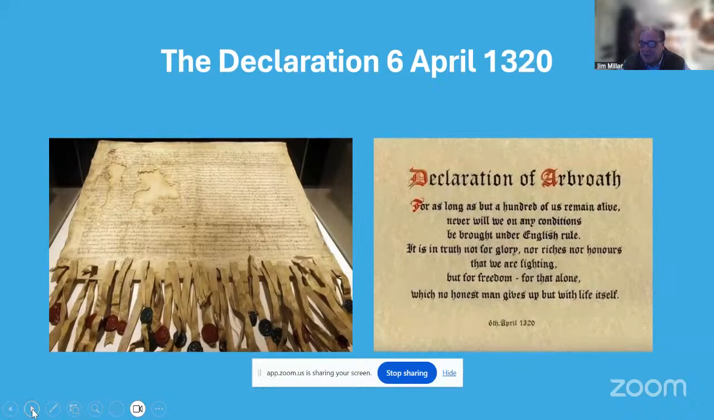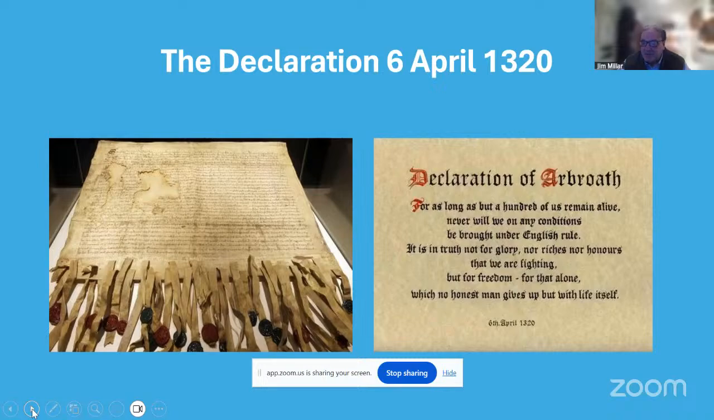Of course, the most famous part of the document, reproduced on everything from t-shirts to fridge magnets, is, "For so long as but 100 of us remain alive, never will we on any conditions be brought under English rule. For it is not for glory, nor riches, nor honours that we are fighting, but for freedom alone, which no honest man gives up but with his life."